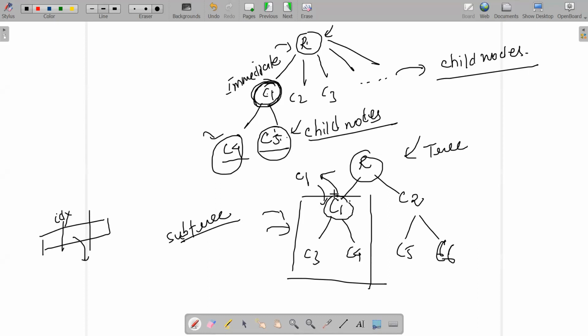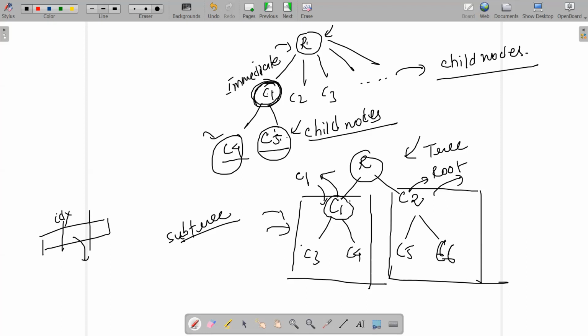Getting it? What is the root of this subtree? C1. Fine? Are these points clear? So tell me, if I take out this subtree, what is the root of this particular subtree then? What is the root of this subtree? C2. Okay, so this is again a subtree that is starting off from a certain node. The start point is C2. So I would be saying that this subtree is rooted at C2.